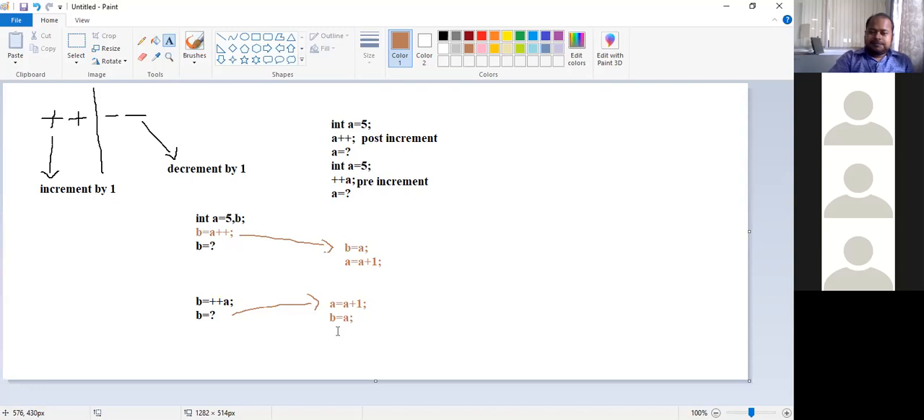Yes, sir. That's why if we are using it as a standalone, let's say plus plus A or A plus plus, both are the same. There is no problem with it. But whenever we are using it with another variable, then there is a change according to the execution sequence. Here, first B equals to A, then A equals to A plus 1, but in the other case A equals to A plus 1, then B equals to A. That means we are changing the sequence, right? So that's why there is a difference.